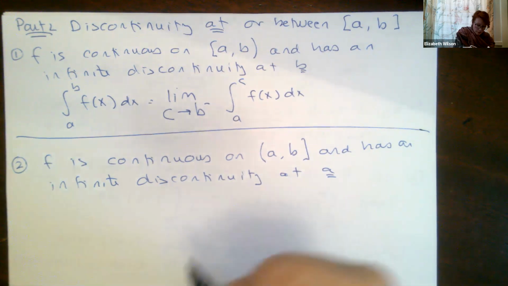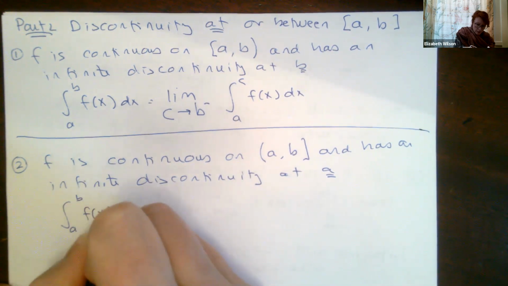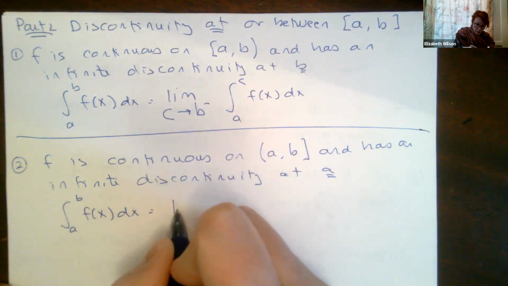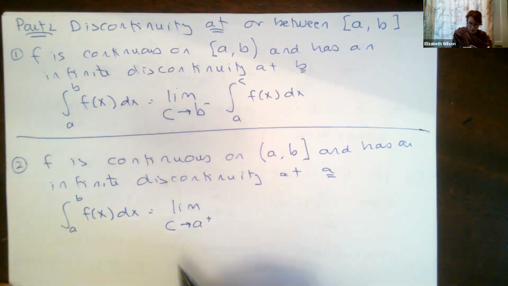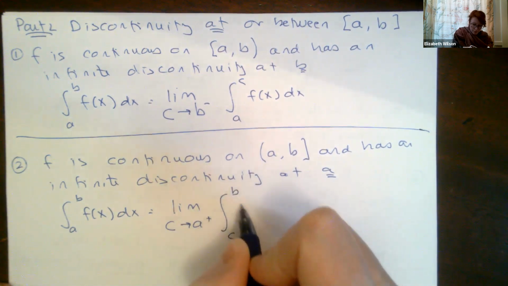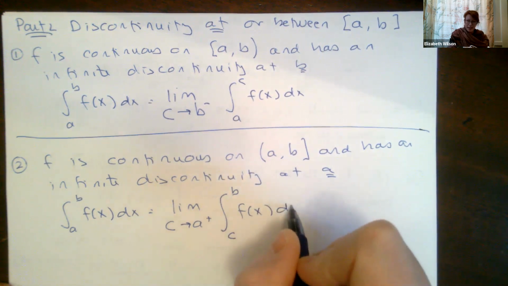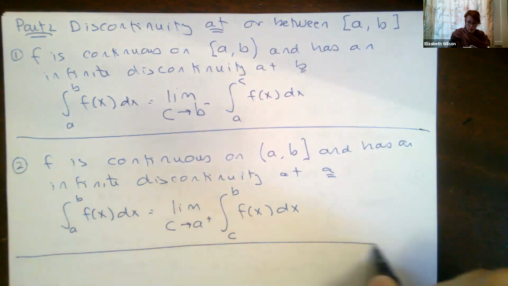That means if I have my integral from a to b of f of x dx, it equals the limit as c approaches a from the right-hand side of the integral from c to b of f of x dx, because I can't include a. I've got a vertical asymptote there. So I want to get as close as possible to that a value without actually stepping on it.